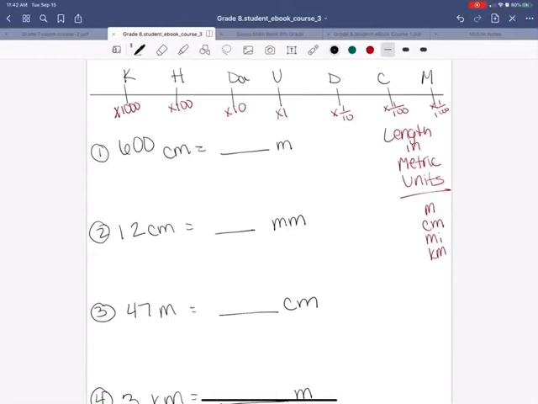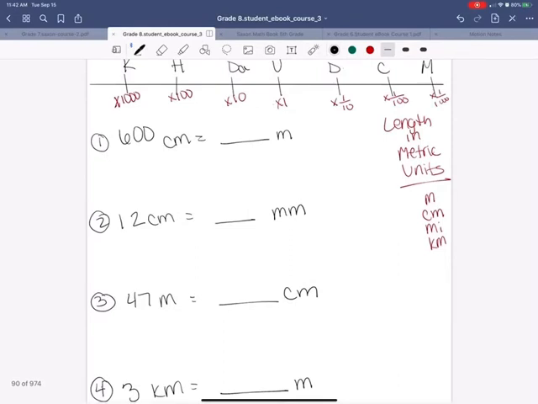If you look at the next sheet called length and metric units, we're going to look at questions 1 through 4, and then I'll show you the answers for the remainder. And the same thing for the next 3 pages afterwards.